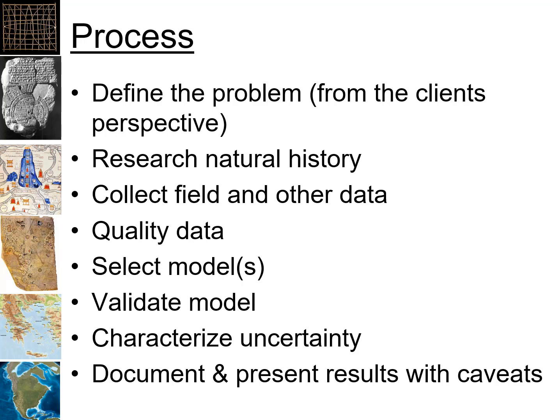Now, when I say client, that could be your supervisor at a park or refuge, or it could be someone that you're getting a contract from if you're in like a nonprofit or a consulting agency. You want to research natural history to find out the type of modeling that might be appropriate, the type of covariates, collect field data and other data, qualify the data, select the models you want to use, validate the model, characterize the uncertainty, and then when you go to document it, make sure that you present it with caveats, so what the issues might be.